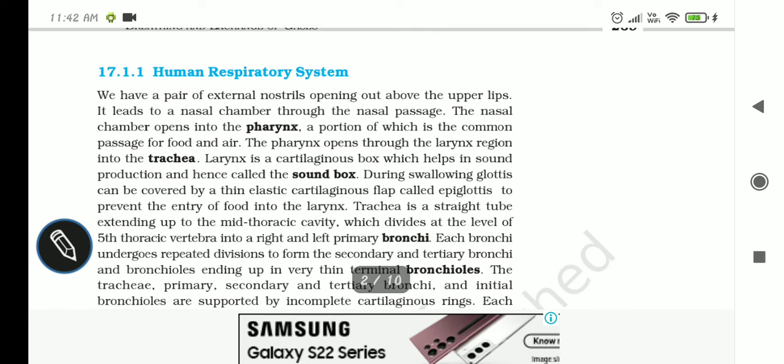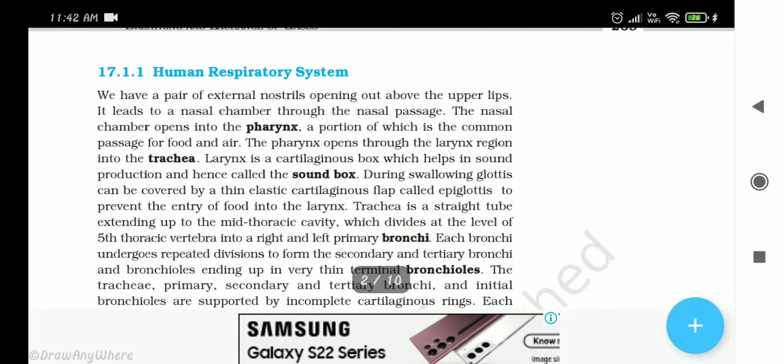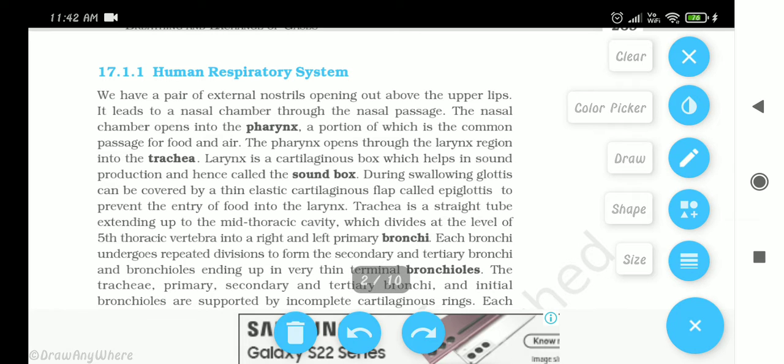From today, we are going to start with the human respiratory system, and it is very simple if you try to make it easy. You will learn it very easily for sure. Okay, so we have one nose, but in the external nose there are two openings.